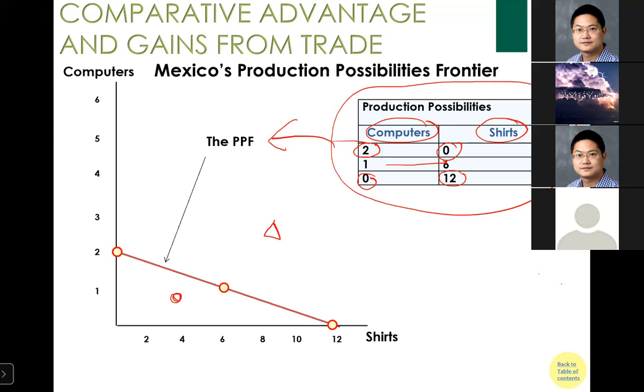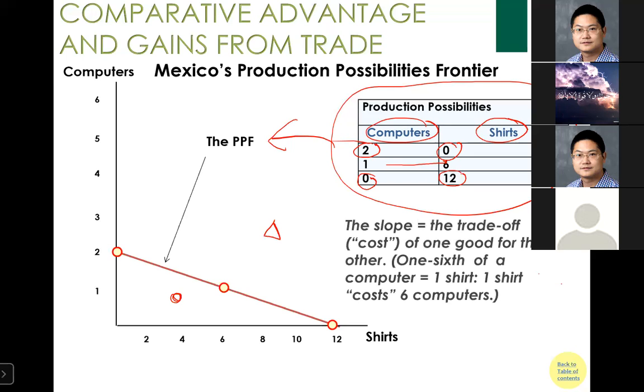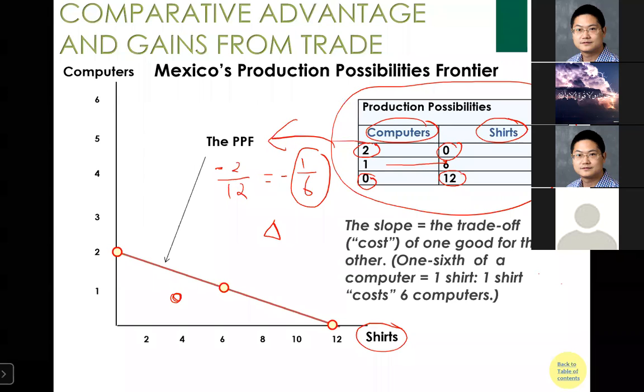And the slope of this PPF gives you the trade-off of one good in terms of the other. So the slope here gives you the opportunity cost of a share. You can calculate the slope of this line: it equals 2 divided by 12, and because it's downward sloping, it must be negative. So that gives you negative 1/6. But this 1/6 is exactly the opportunity cost of a share in terms of a computer, as we derived in the previous slides.